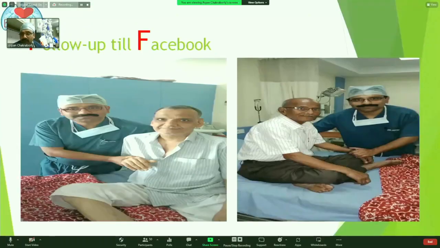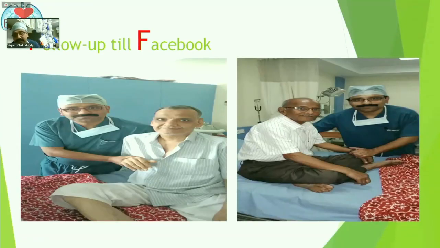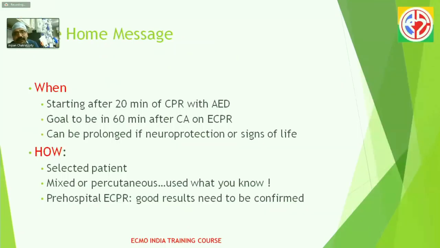Take-home message, obviously, for ECPR: starting after 20 minutes of CPR is the ideal time. Goal is to do it within 60 minutes after cardiac arrest. You can prolong it if your patient is alive, you can see the signs of life or neuroprotection is adequate, and you have good quality of CPR. Selected patients will give you good results. Mixed or percutaneous, the last point I told is what you do best, you do at that point of time, because you are the best judge of what you can do at that point of time.